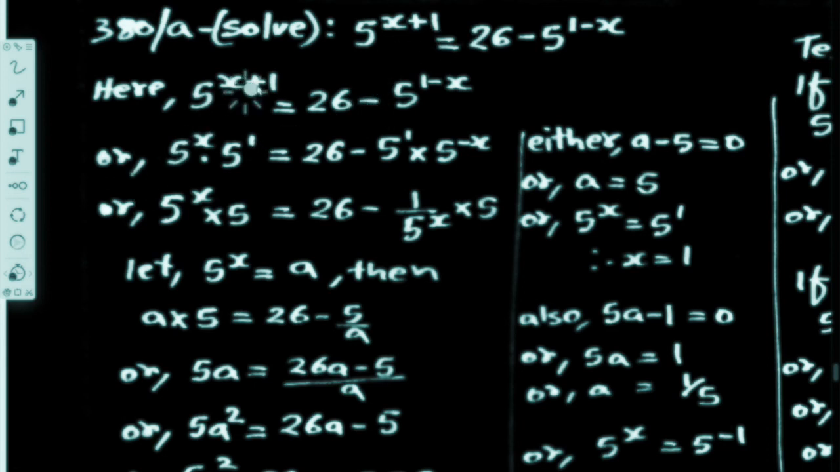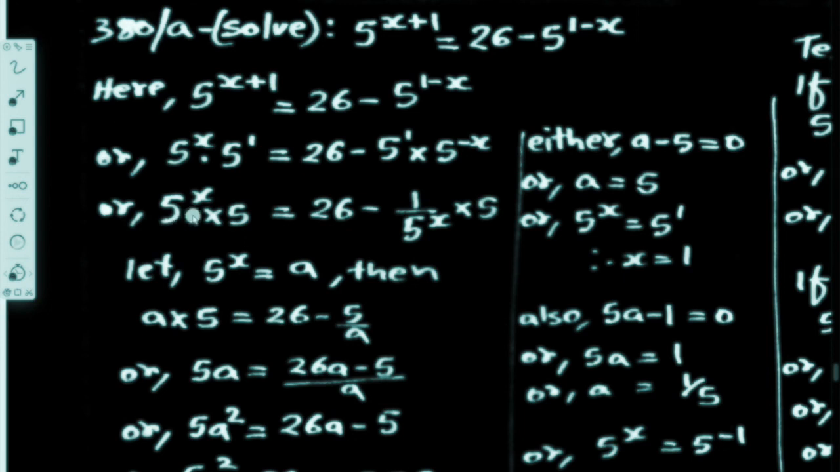Now the powers should be separated. It means 5 power x into 5 power 1, so the power is separated, equals 26 same, minus 5 power 1 into 5 power minus x. Here we have 5 power minus x and 5 power x.